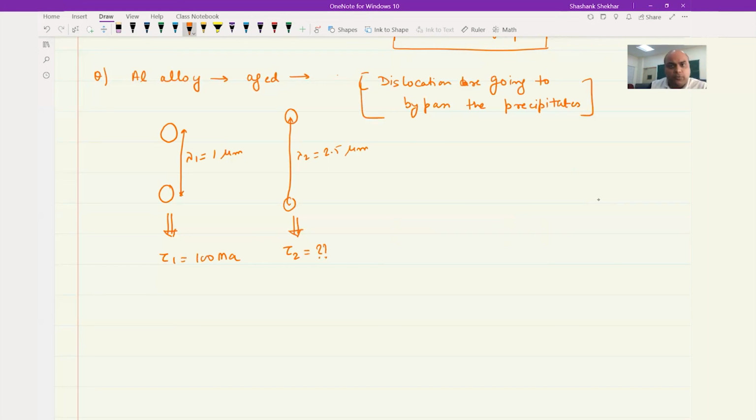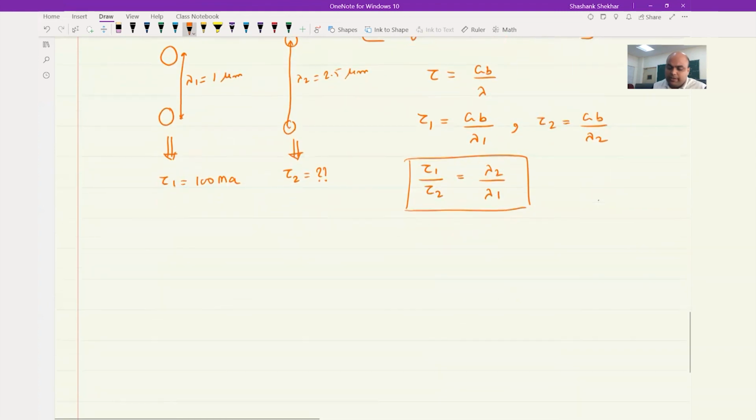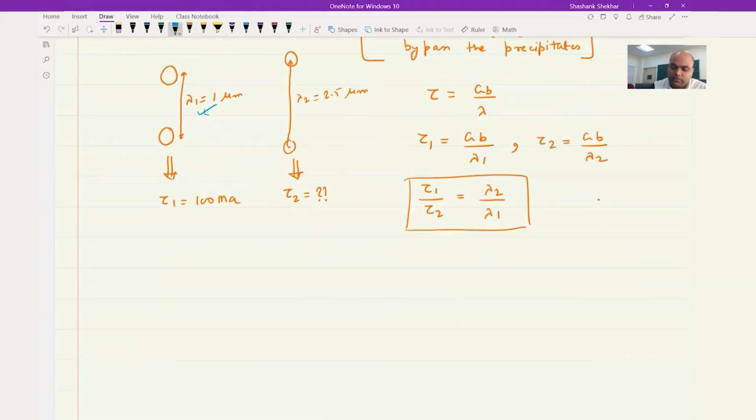Here also we have discussed the formula, right? The stress required to bow a dislocation is given by Gb by lambda. You remember, right? So we can write it here again. Tau 1 is equal to Gb by lambda 1. Now Gb will remain the same because the material is the same. So tau 2 here is Gb by lambda 2. So we can write tau 1 by tau 2 as lambda 2 by lambda 1. Gb will cancel out. Now you know all the values: tau 1 is known, lambda 1 is known, lambda 2 is known. So you have to calculate tau 2. From this equation, tau 2 is given as tau 1 times lambda 1 by lambda 2. You know all the values, isn't it?